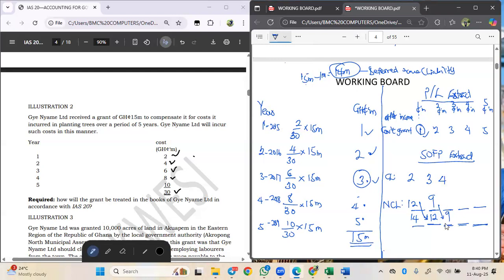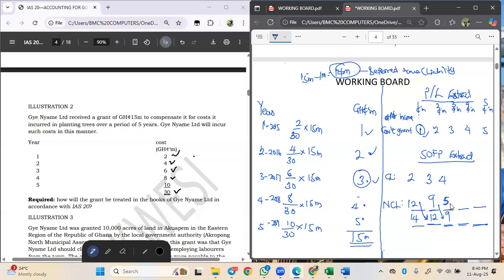So 4 minus 5, 4 minus 9 will give 5. In other words, you are in 2017. You know that we will transfer 4 in 1 year's time. Okay, 1 year time. So that one is current. So the one that will be transferred to P&L in 2 years' time is 2019. That's why you have 5 here as the non-current liability.